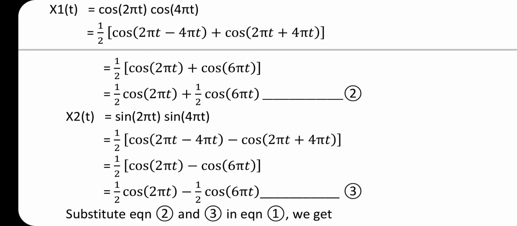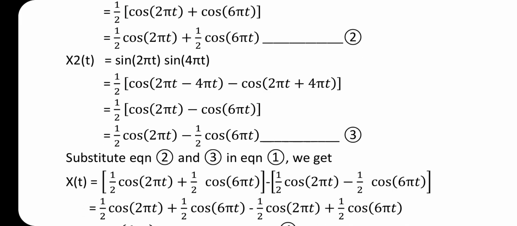Hence, here, which is equal to 1 by 2 into cos(2 pi t minus 4 pi t) minus cos(2 pi t plus 4 pi t). After solving, we will get 1 by 2 cos 2 pi t minus 1 by 2 cos 6 pi t.